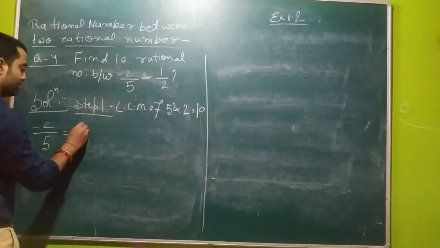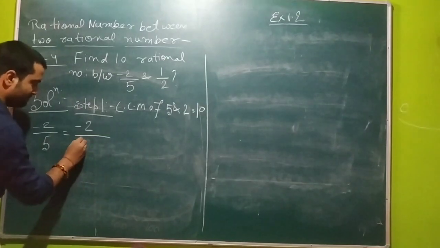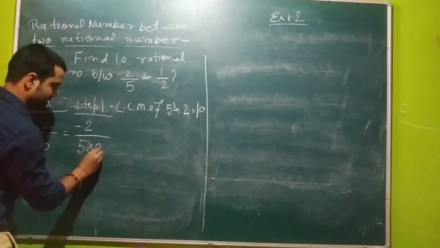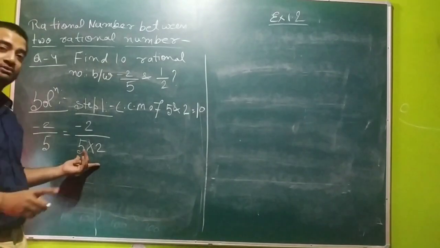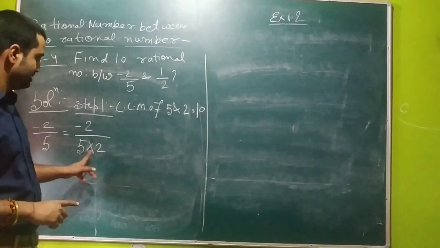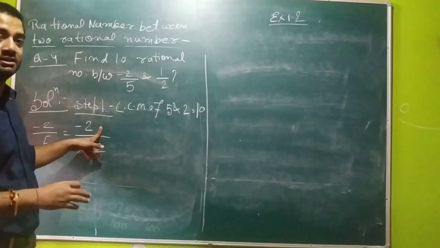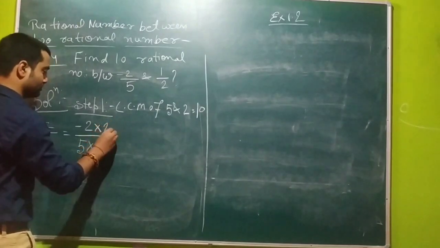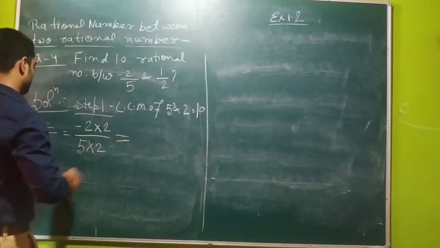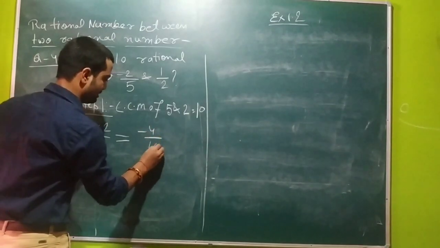Let's have a look. We know that when we multiply 5 with 2, it will become 10. But the number we multiply to the denominator, we will multiply to the numerator also, so that it is an equivalent rational number. So minus 2 by 5 has been converted into minus 4 upon 10.